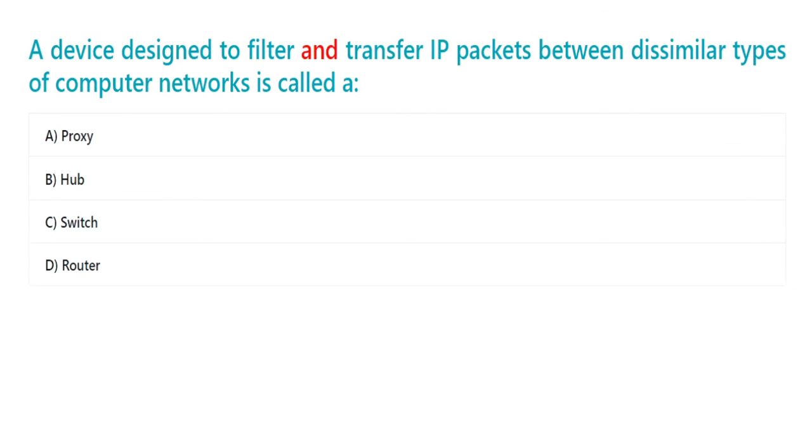A device designed to filter and transfer IP packets between dissimilar types of computer networks is called A. Proxy. B. Hub. C. Switch. D. Router.